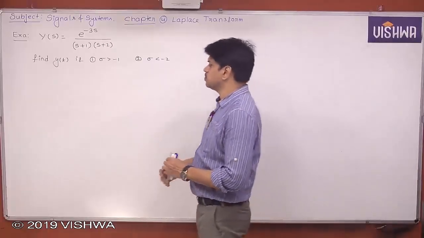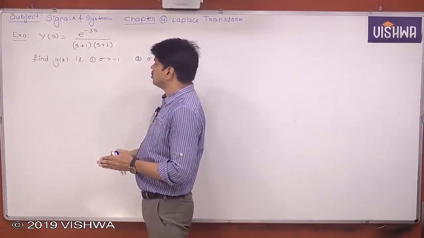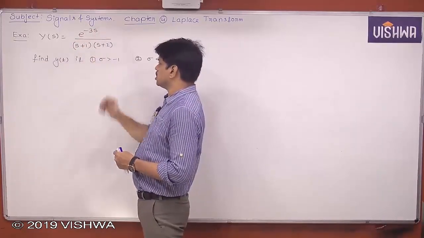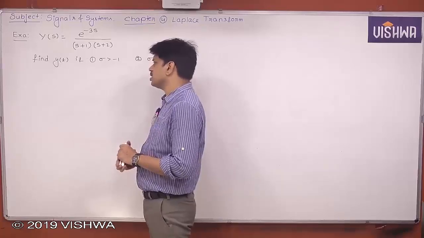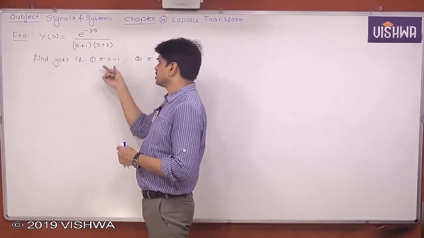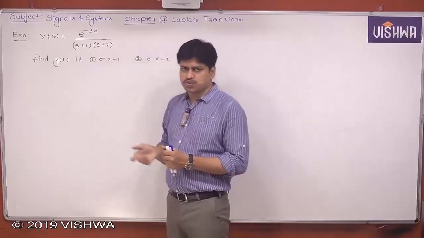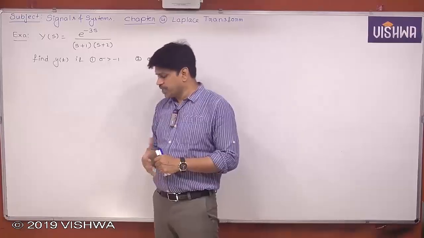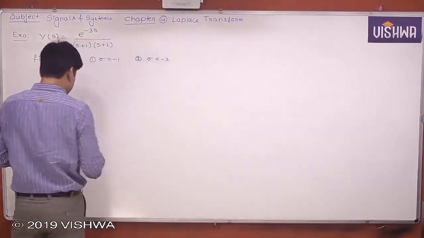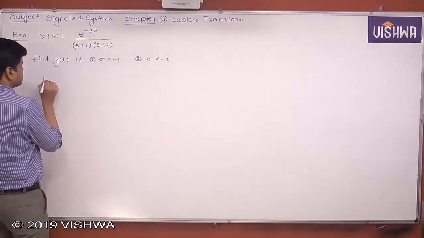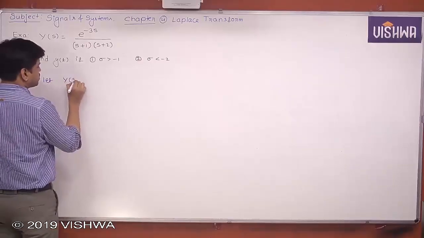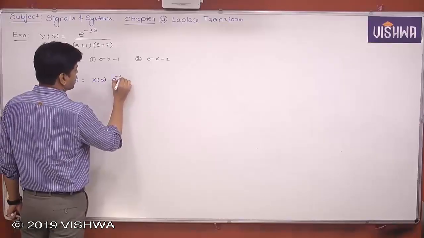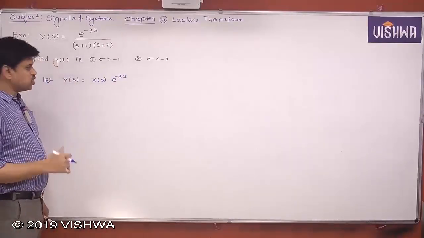So listen here. If this e^(-3s) factor is not there, then it is 1/((s+1)(s+2)), so directly we can go for partial fractions. Then we can calculate y(t) based on the given ROC. This is what we can do if there is no e^(-3s). But there is e^(-3s), then what can we do? Better we assume, let Y(s) be equal to X(s) into e^(-3s). I can assume like this.